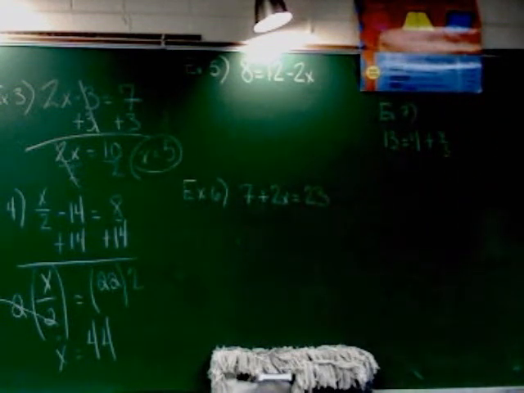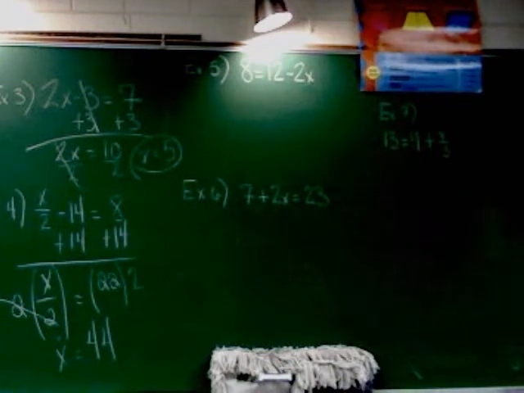Okay, example 5 is where it all starts to go terribly wrong. 8 equals 12 minus 2x. You can see in this problem that we already get a problem when we get to step 1. Step 1 says the variable has to be on the left side. Well, the variable's on the right side. And it's got to be first. It's nowhere close to first.